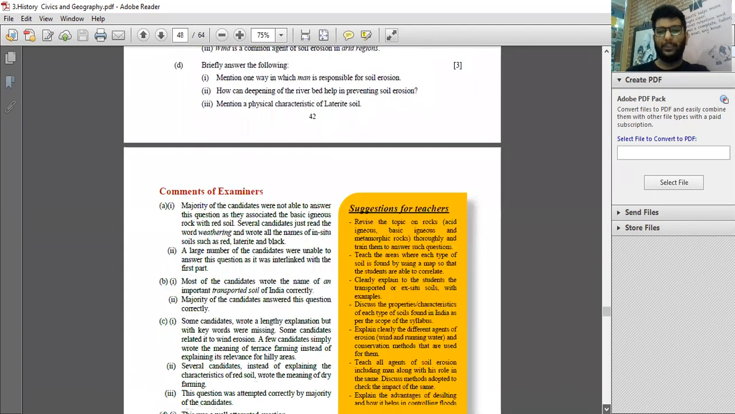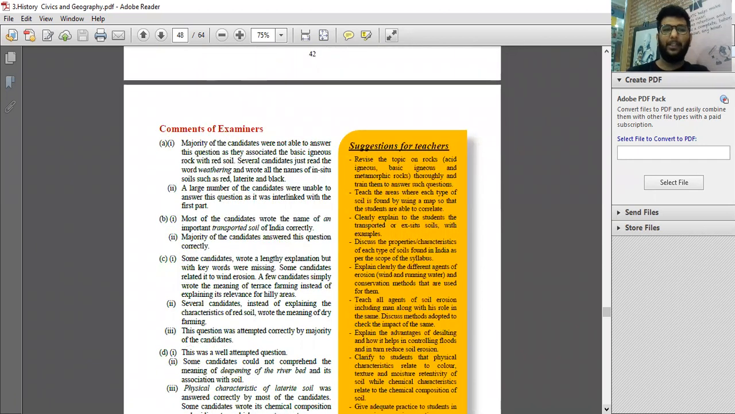So looking at that, you can see out here we have the majority of the candidates easily able to answer. Selective questions, we're finding it difficult. So be careful with the weathering part. Be understanding about in situ terms. You should know the soil characteristics of red laterite, black, as well as alluvial soil. So it will be easy for you to answer.